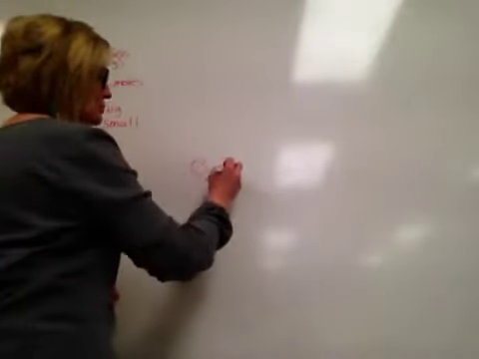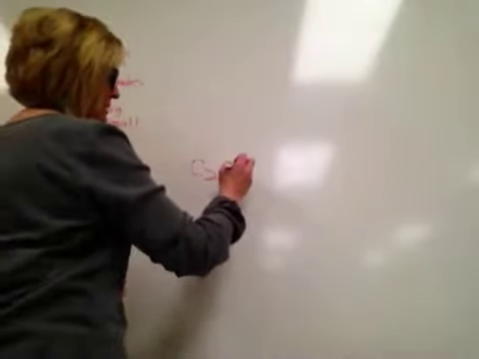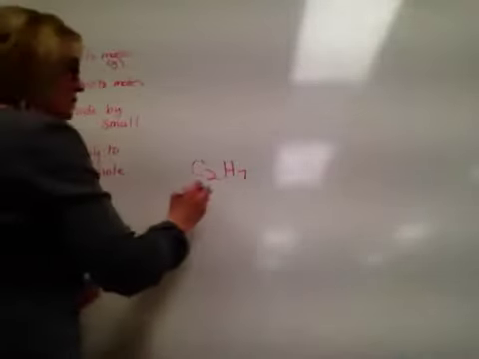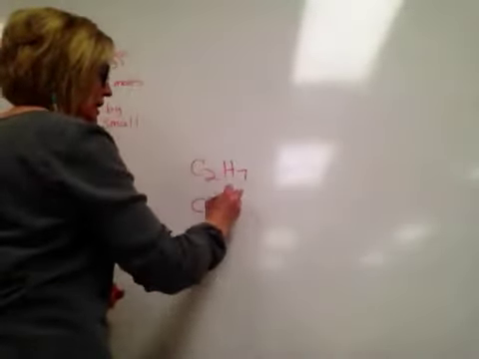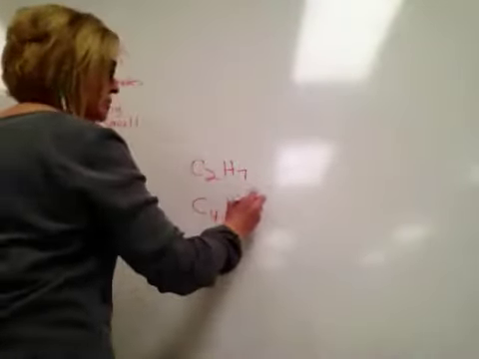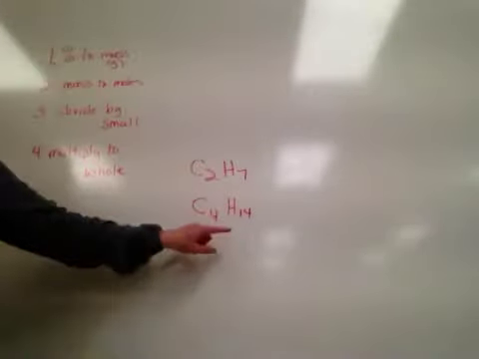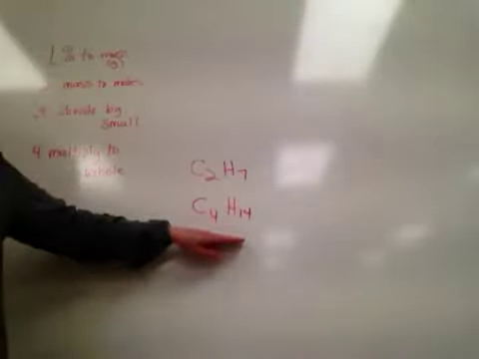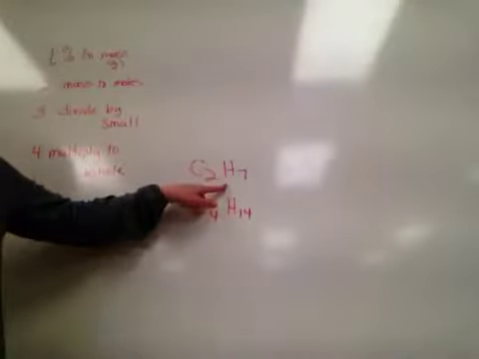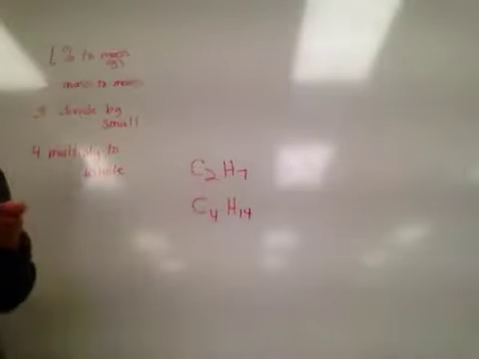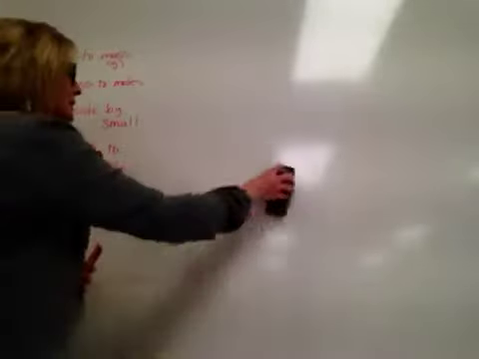So empirical formula is the smallest whole ratio. So if I have C2H7, that would be an empirical formula. I could end up with H14. It's not reduced. That might be the actual molecular formula, but the empirical is the lowest ratio formula that works with it. So review from last class period.